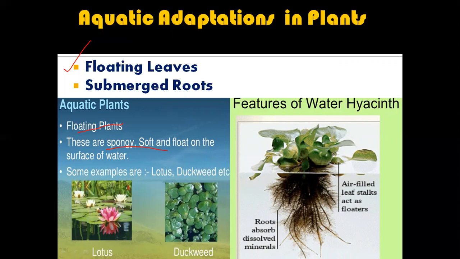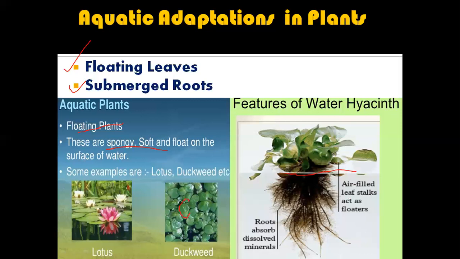And the next one, they have submerged roots. For example, this is the pond water surface, and the roots are submerged here, and they take nutrition from these roots. This is water hyacinth, and it has very beautiful flowers, flat leaves, as well as the next, air-filled leaves.